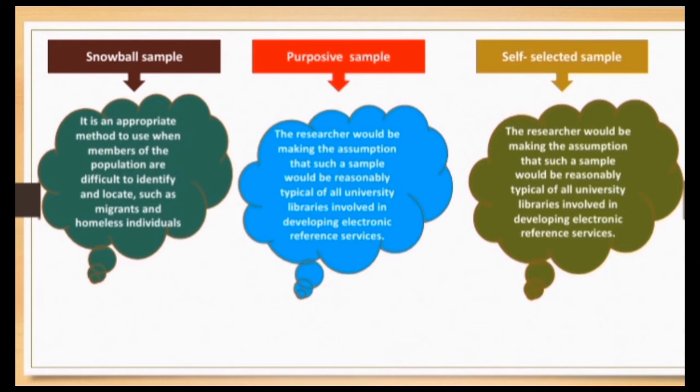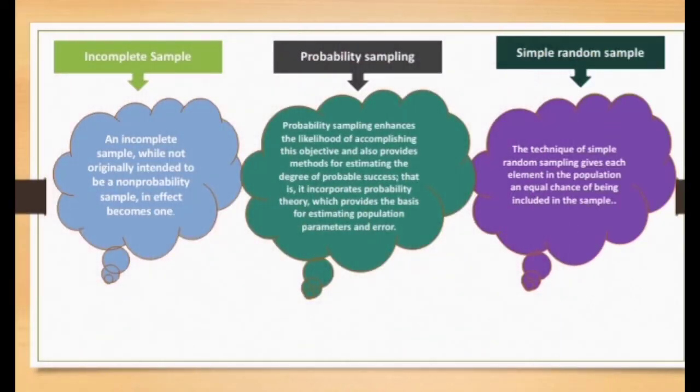It is an appropriate method to use when members of the population are difficult to identify and locate, such as migrants and homeless individuals. Purposive sample. The researcher would be making the assumption that such a sample would be reasonably typical of all university libraries involved in developing electronic reference services. A self-selected sample is a group of cases, usually people, who have essentially selected themselves for inclusion in a study. Incomplete sample, while not originally intended to be a non-probability sample, in effect becomes one.